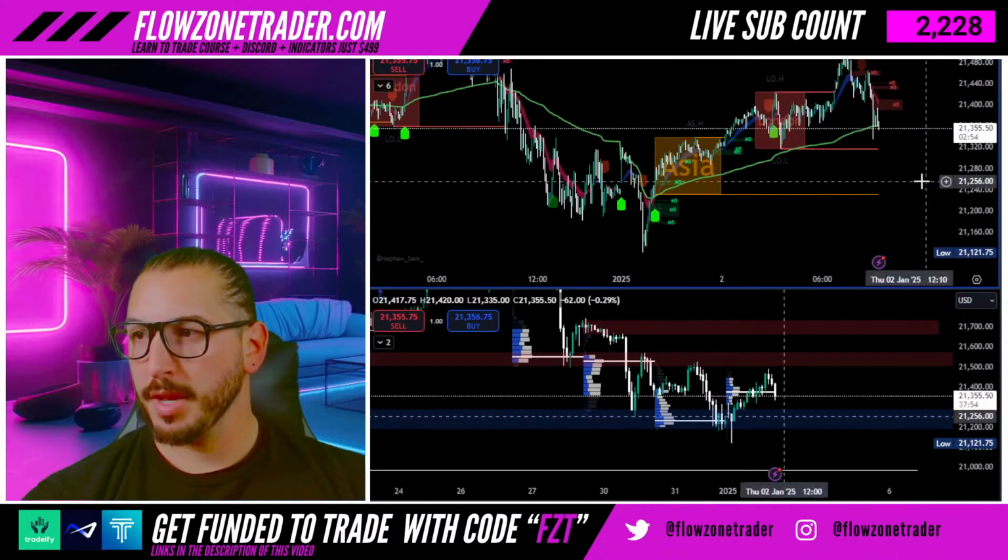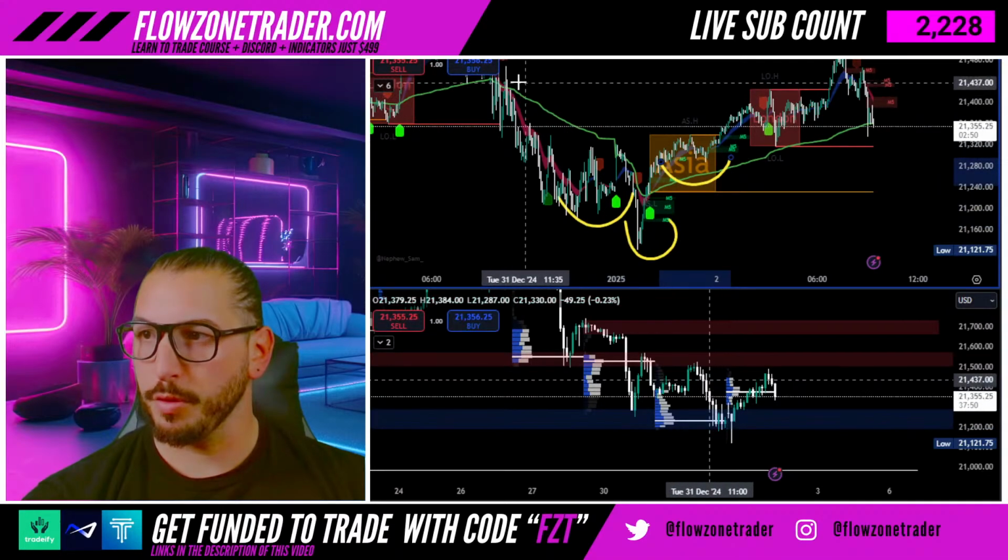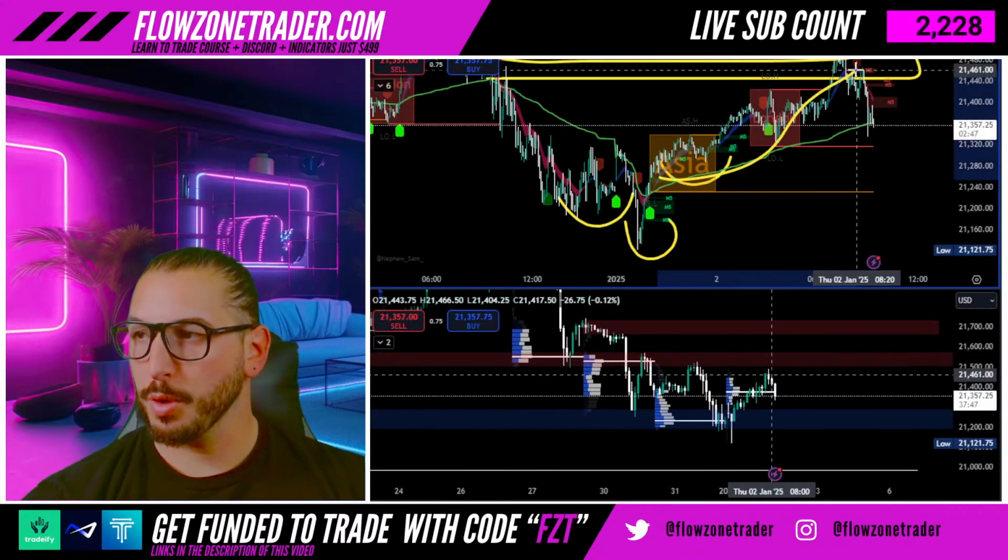Moving into a 5 minute, you can see this is the trade we talked about last night, the liquidity built here for the move back into supply, which is what we got overnight.